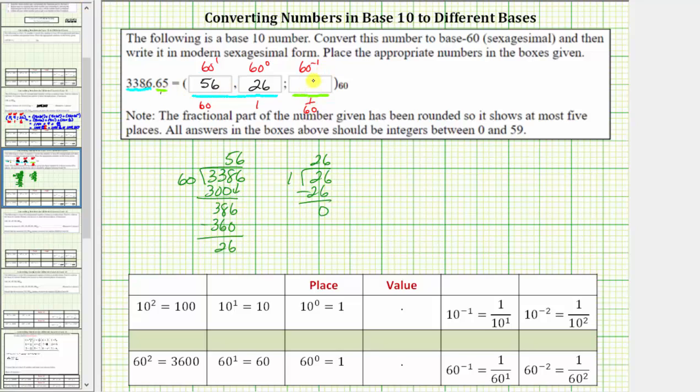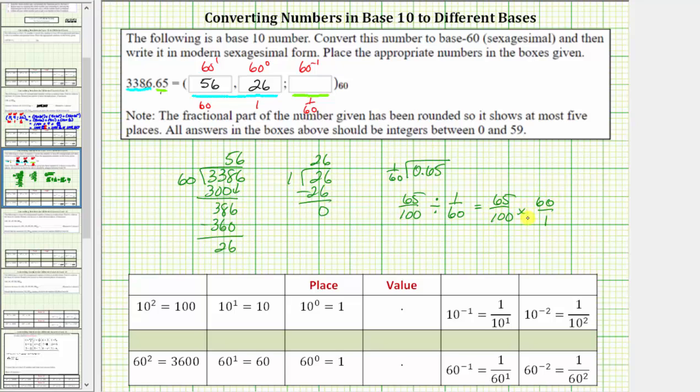We need to determine how many 1/60ths are in 0.65, which is another quotient. We would have 0.65 divided by 1/60th, but this time let's write this quotient in a different form. Let's write 0.65 as 65/100ths, and then we have divided by 1/60th. Dividing by 1/60ths is equivalent to multiplying by the reciprocal. This is equal to 65/100ths times 60 over 1.